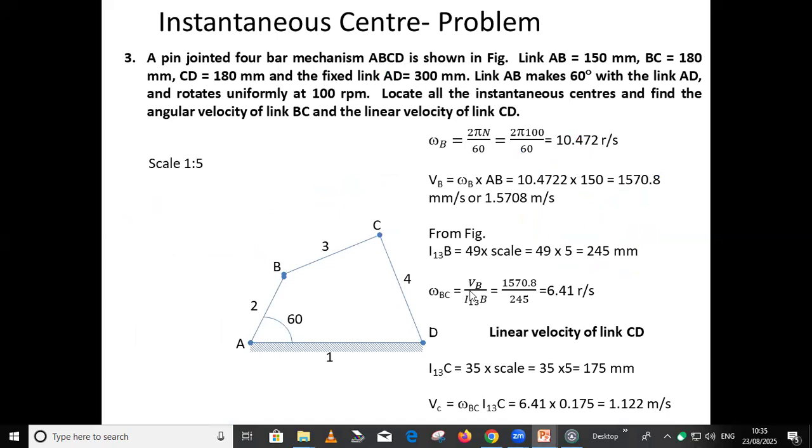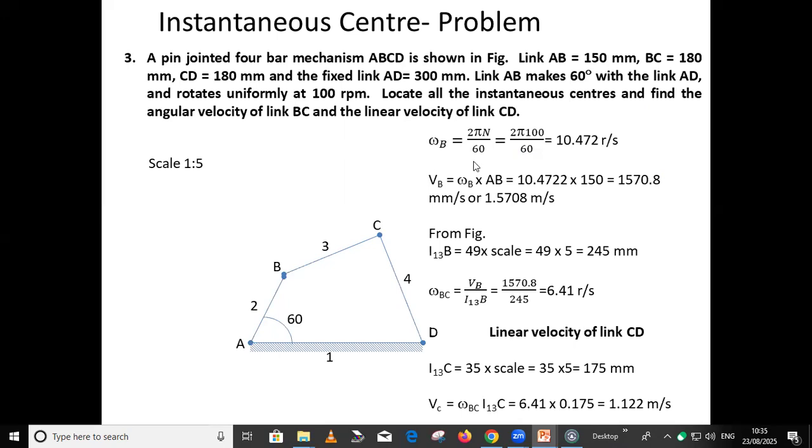Now look at the flow. Suppose you have this 4-bar mechanism. What kind of data will be available? The lengths of the links will be available. Let's say AB is given as 150, BC is 180, CD is 180, and the fixed link is 300. Link AB makes an angle of 60 degrees with the fixed link, and the rotation will be given. And the question is to locate all the ICRs.